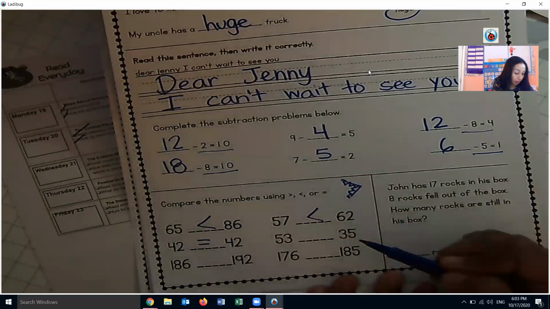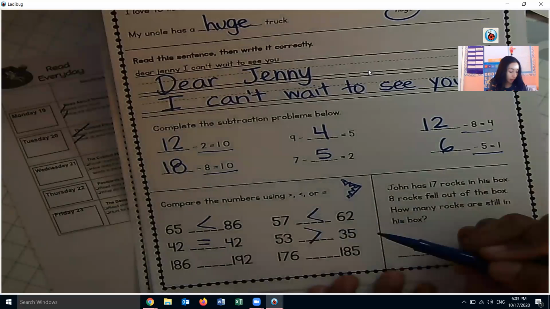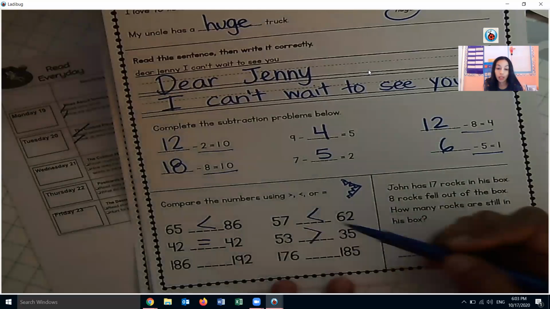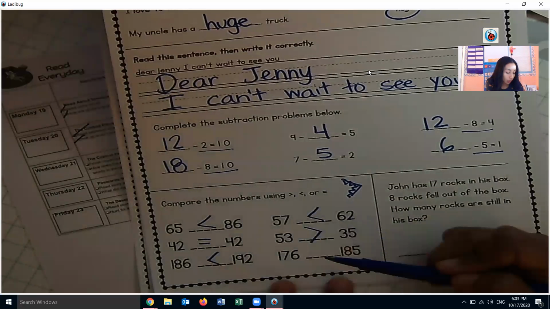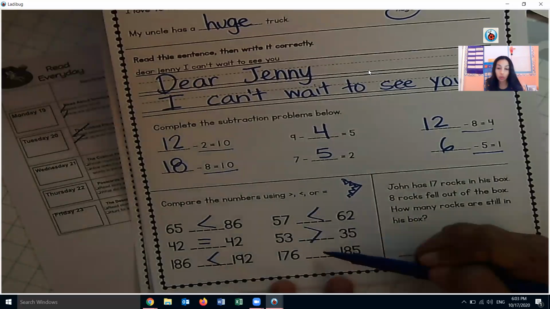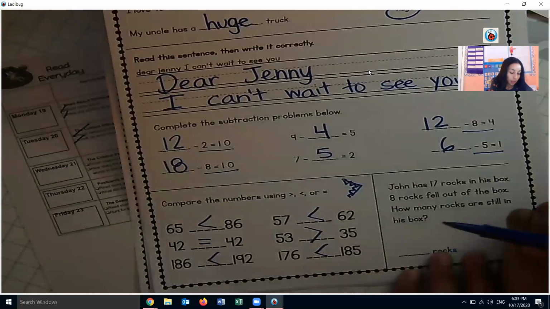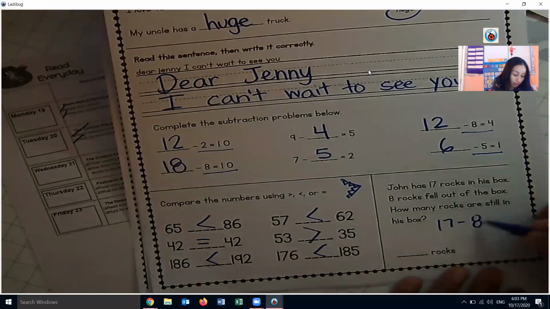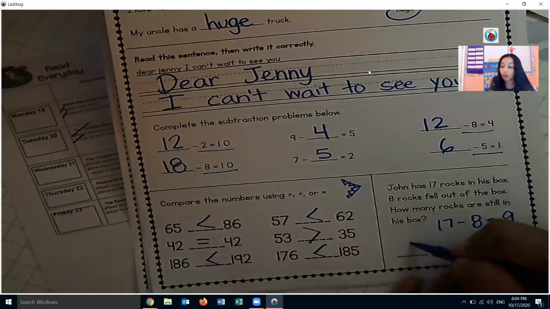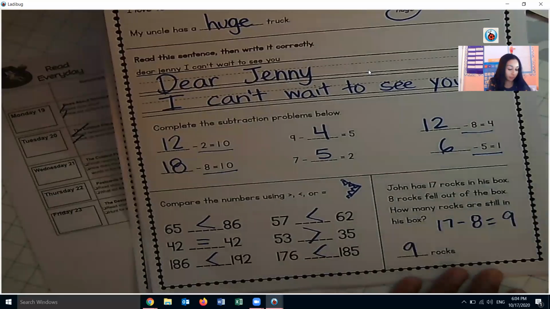53, 35, we open up to 53. 186 and 192, we're going to open to 192. 176 and 185, we're going to open to 185. And the last one is a word problem. We have here, John has 17 rocks in his box. 8 of those rocks fell out of the box. How many rocks are still in his box? So 17 minus 8 is 9, which means there are 9 rocks left.